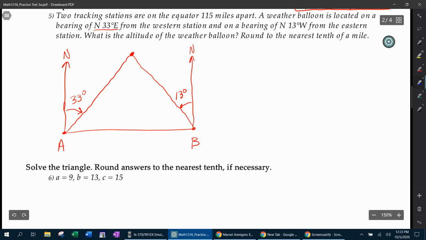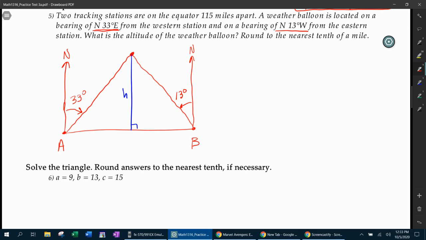Holy cow. Altitude. What do you want to call that? Height? Let's call that the height. Altitude is the height. So again, what you need to know here is how to read bearing. North 33 east. The 33 degrees is how much it falls over in that direction. North 13 west. Again, 13 degrees falling from the north in the western direction. And we're looking for the height of the weather balloon.